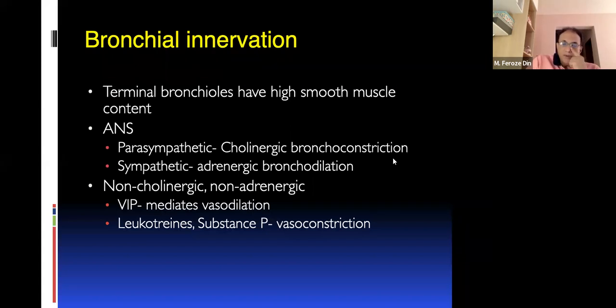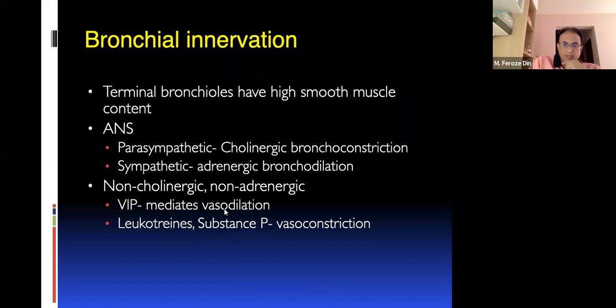There are other means of affecting the bronchial passages. There are various substances and chemicals, which, for example, VIP mediates vasodilation. Certain leukotrienes and substance P cause vasoconstriction. All these are important in pathophysiological situations. Leukotrienes, for example, are produced during allergic reactions, and they may cause bronchoconstriction, which may result in, for example, bronchitis or bronchial asthma.